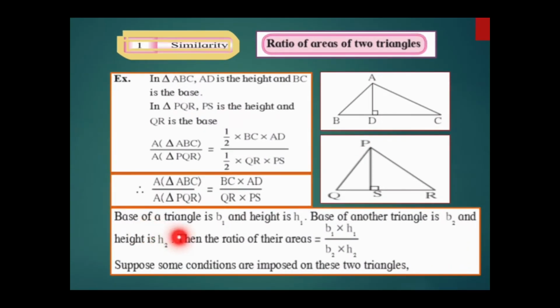Suppose base of a triangle is B1 and height is H1. Base of another triangle is B2 and height is H2. Then the ratio of their areas equals B1 into H1 upon B2 into H2. Suppose some conditions are imposed on these two triangles, that is, base may be same or height may be same, or both base and height may be same. So we see the next topic.